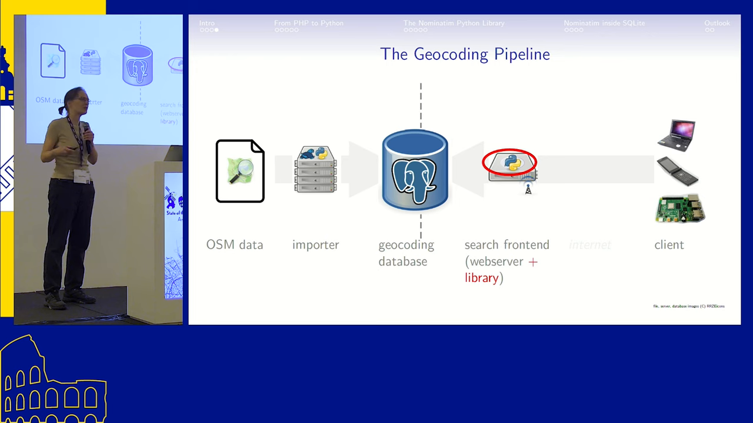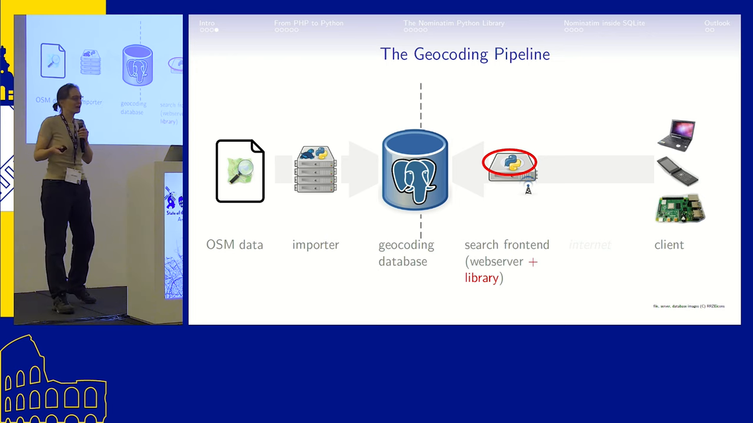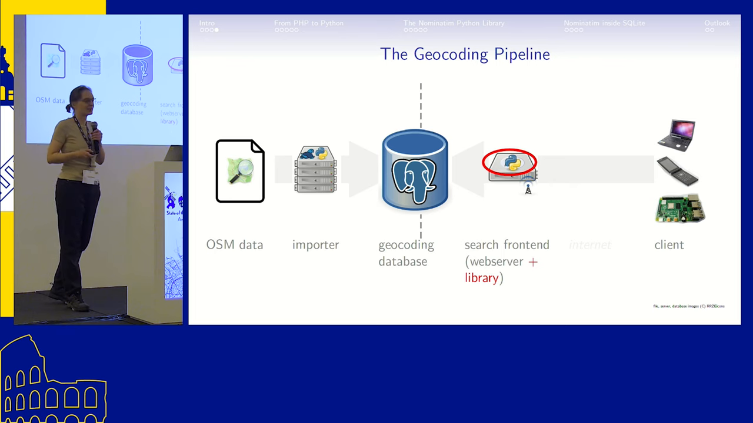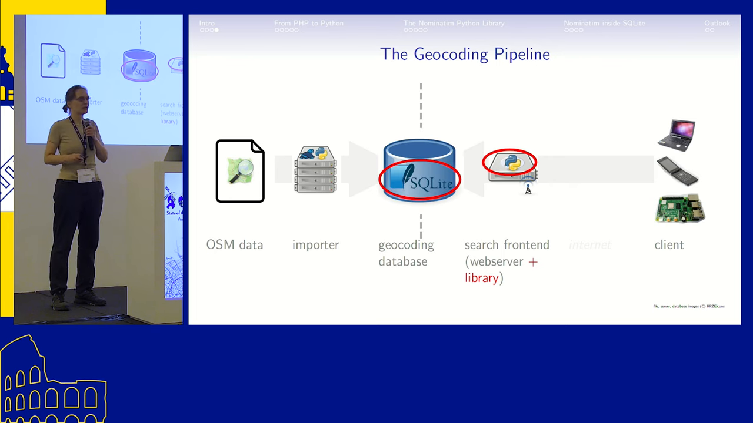PHP is not really something you want to use as a library. So the question was there, can we replace it with something that's more friendly? In this case, Python. I'll talk about it in a second why. So we really have a library that's usable by many people. But then there's still this huge Postgres database. And well, if you have a Linux server, it's become easy to install these days. But if you have Windows or something, it's getting more complicated. So can we make this smaller too?